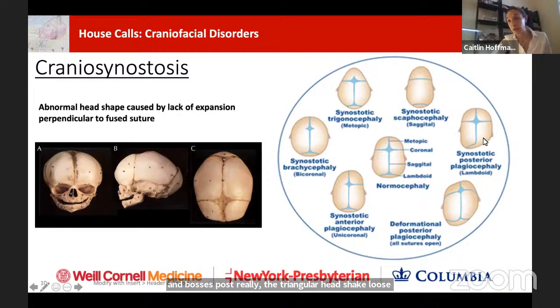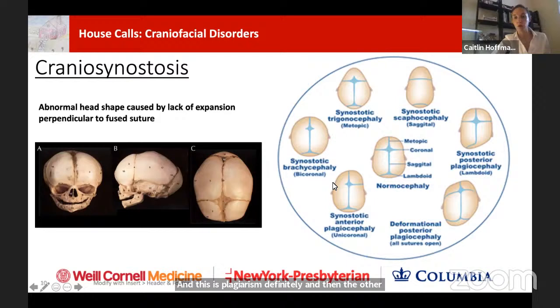Lambdoid synostosis is the least common and the hardest to diagnose. When one lambdoid suture fuses, the ear is pulled back towards it and the skull bosses out on the contralateral side in the occipital region. It's typically described as a windswept appearance, and I'll show you examples of all of these in vivo. And this is plagiocephaly. And then the other most common being coronal synostosis.